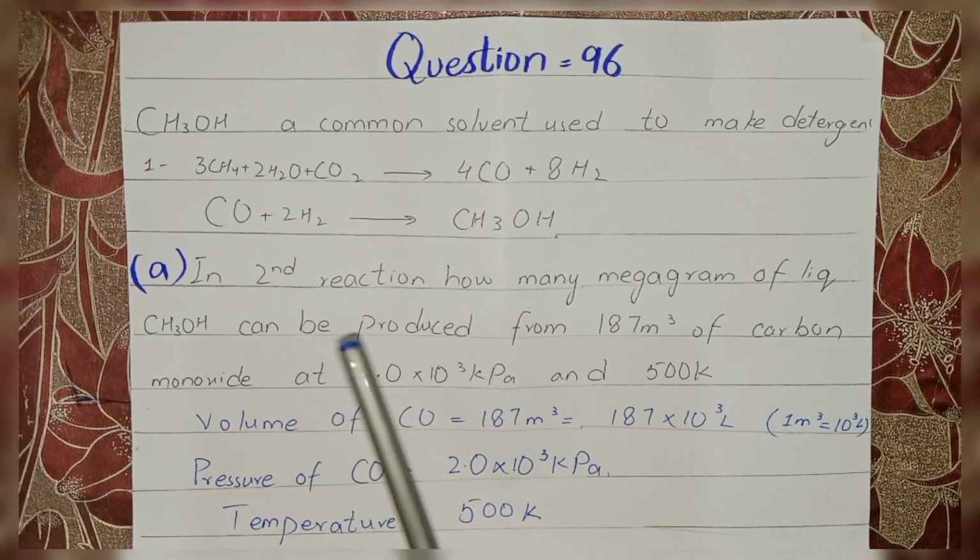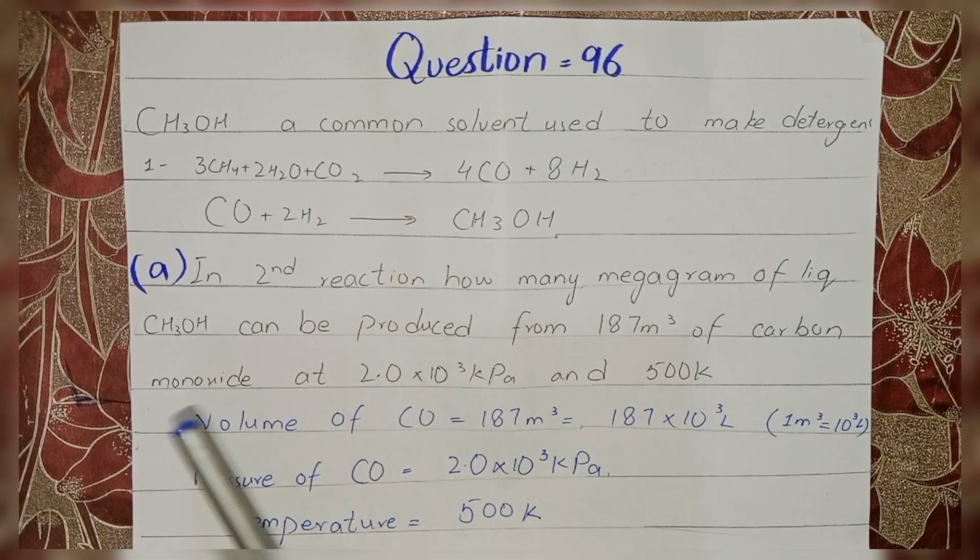Part A. In the second reaction, how many megagrams of liquid methanol can be produced from 187 meter cube of carbon monoxide at 2.0 into 10 to the power 3 kilopascal and 500 Kelvin? Volume of carbon monoxide is equal to 187 meter cube. We know that 1 meter cube is equal to 10 to the power 3 liter. So it will become 187 into 10 to the power 3 liter. Pressure of carbon monoxide is 2.0 into 10 to the power 3 kilopascal. Temperature is 500 Kelvin. These are the given data.